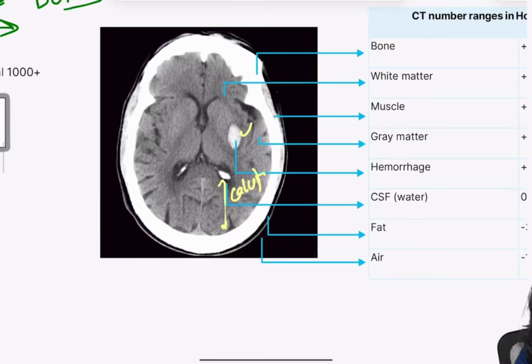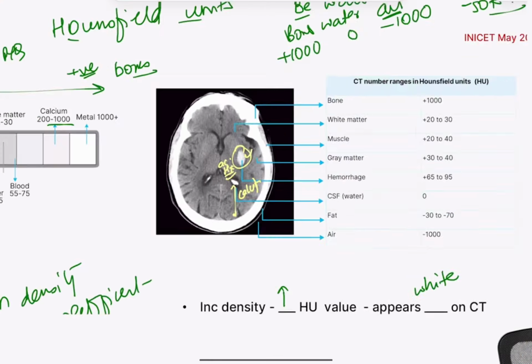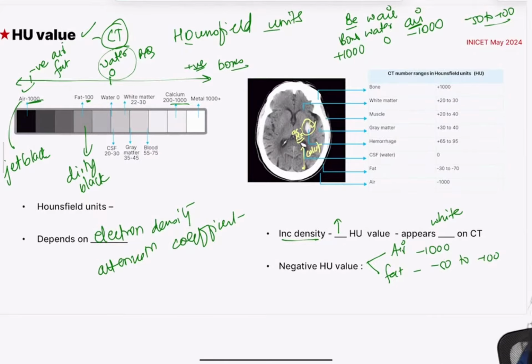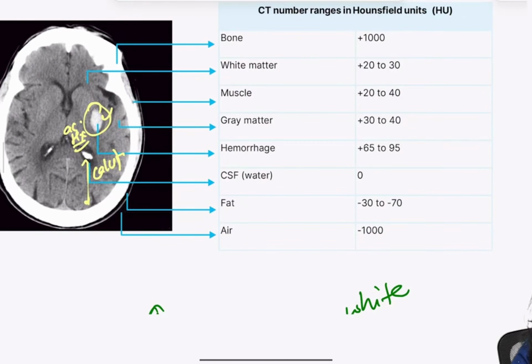A pathology which is white but not as white as the bone, it is acute hemorrhage, right? Look at how acute hemorrhage is picked up on CT as the white area but not as white as bone, very, very important.